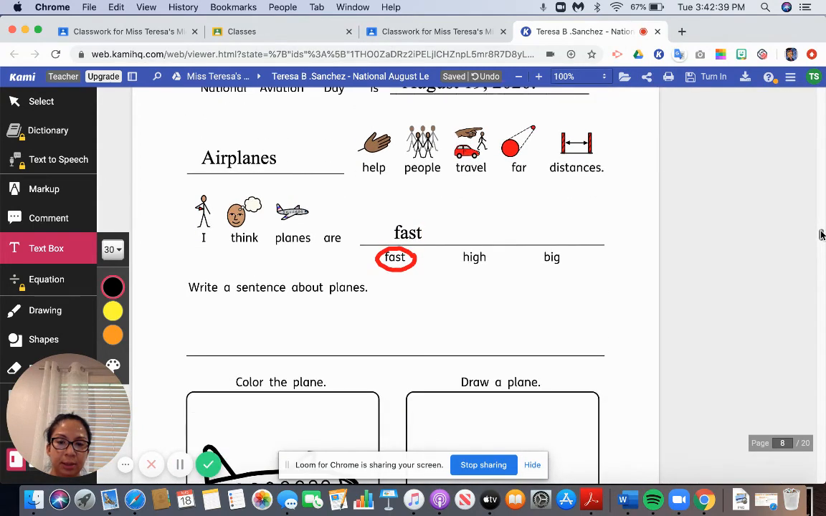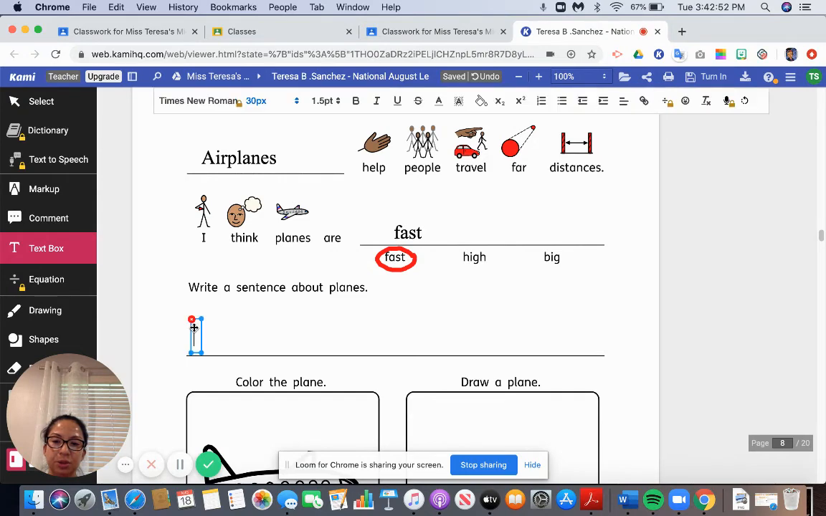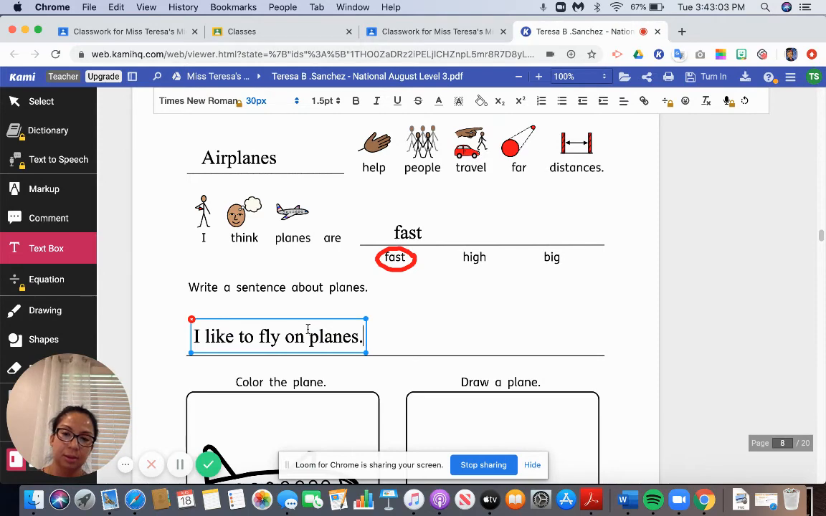And then write a sentence about planes. Or if you're on level 2, maybe you are just practicing writing the word planes. I am level 3, so I am going to write a sentence. What should I write? I like to fly on planes. Well, not always. Sometimes it's very tiring, but I have liked the trips I've gone on.